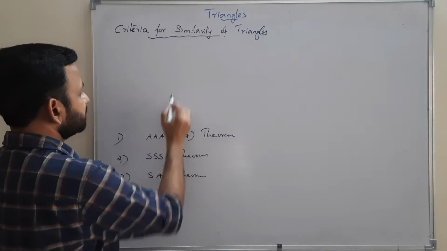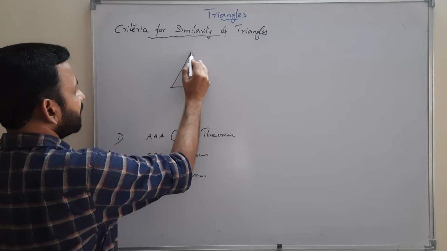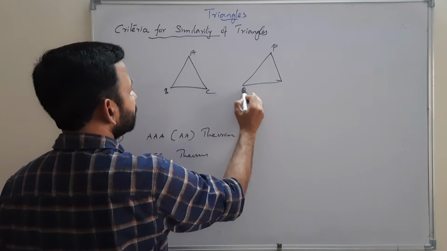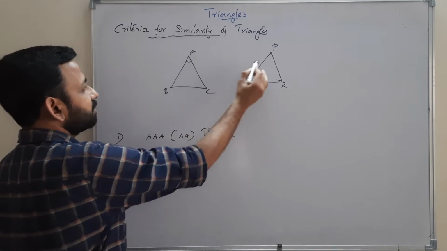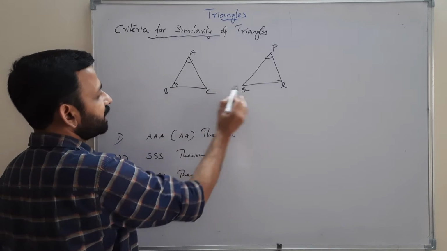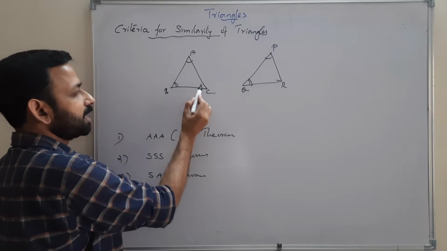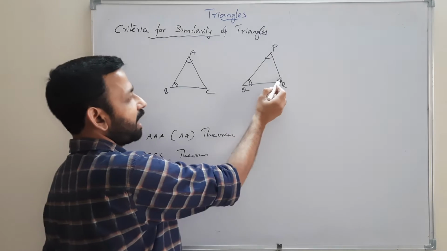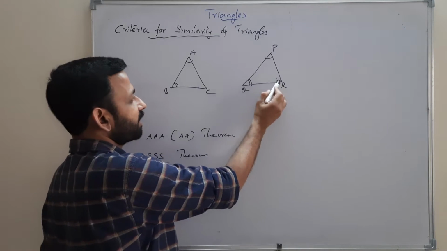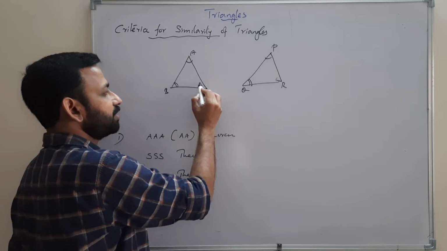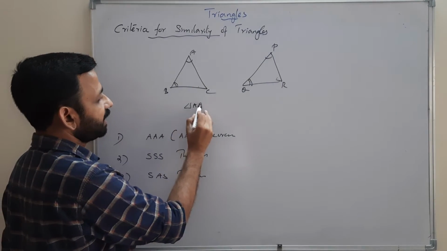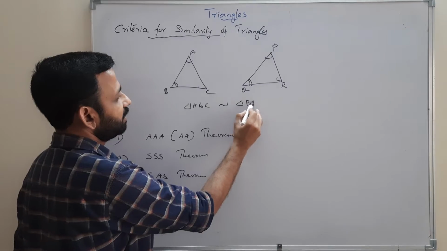AA theorem: take triangle ABC and triangle PQR, and suppose angle A equals angle P, angle B equals angle Q. Then by the angle sum property we can find angle C and angle R, which is 180 minus the sum of these two angles, so they will be the same. So we can say triangle ABC is similar to triangle PQR.